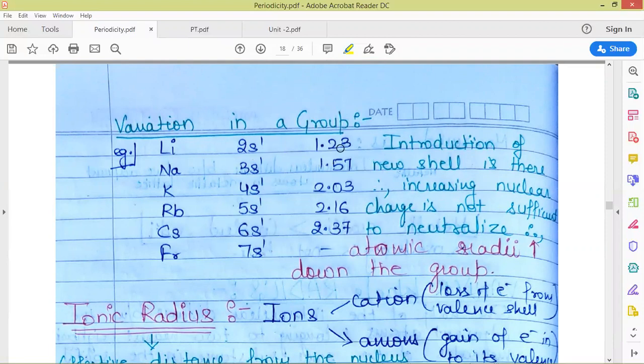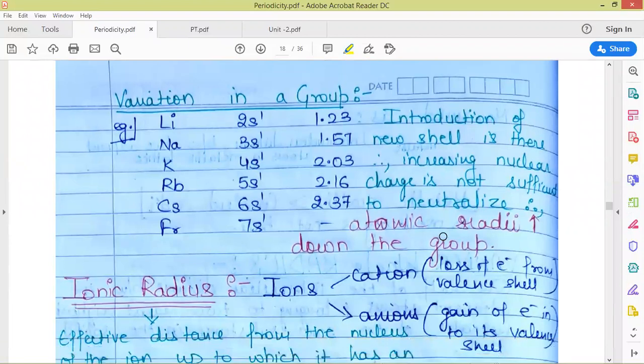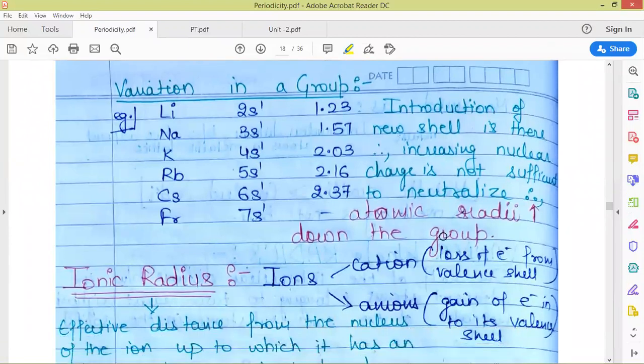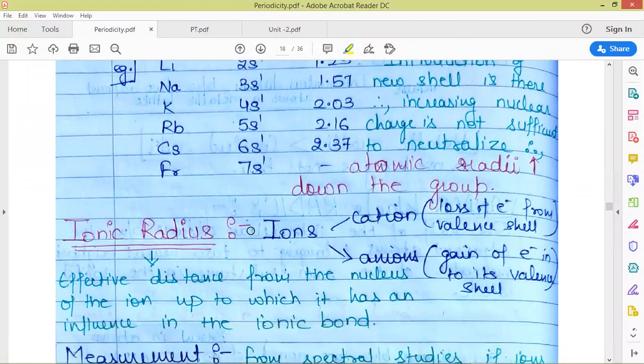So why is atomic radii increasing? This is due to the introduction of a new shell. Although there is increase in nuclear charge, the increase in nuclear charge is not sufficient to neutralize the increasing size due to introduction of the new shell. So that is why atomic radii increases as we move down the group.